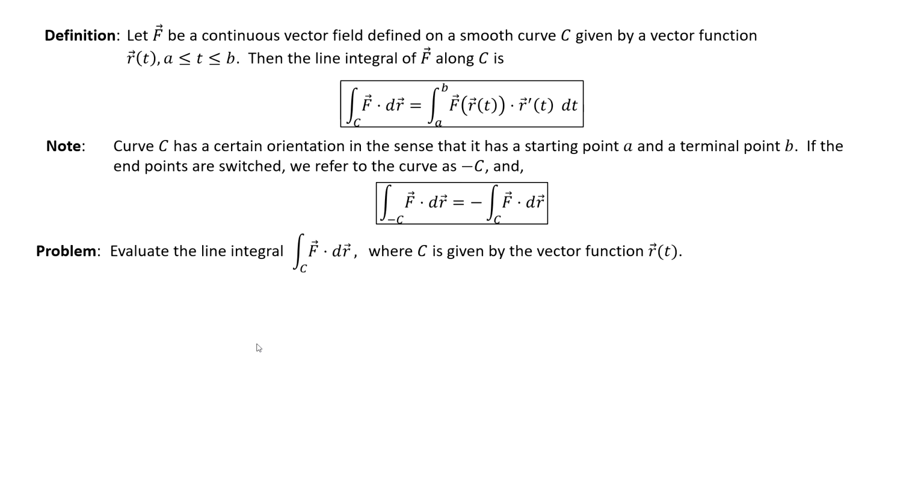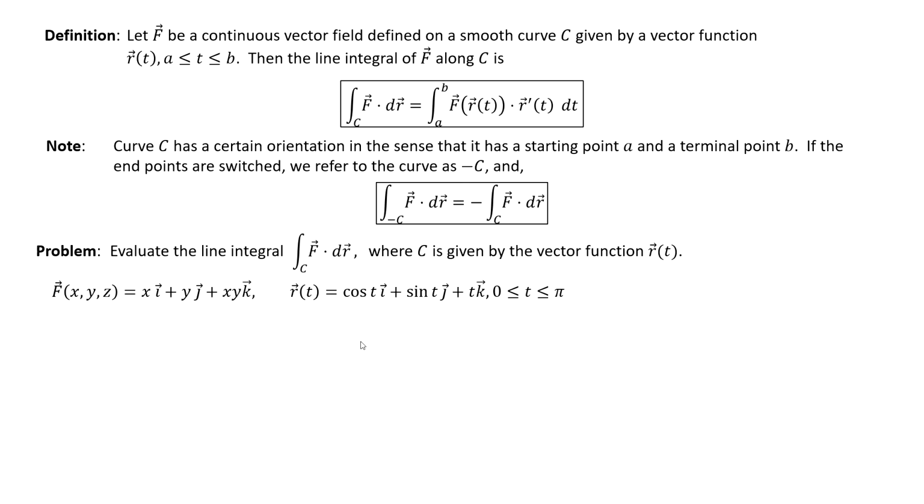Okay. Keep this in mind though. Evaluate the line integral of F dot dr where C is given by the vector function. So more or less straightforward. There's a reason why I'm saying more or less straightforward. The vector field F is given by xi plus yj plus xyk, and the curve is given by this, t goes from 0 to pi.